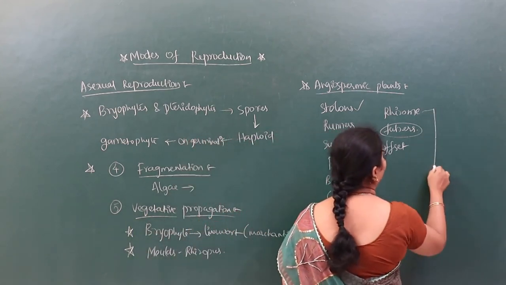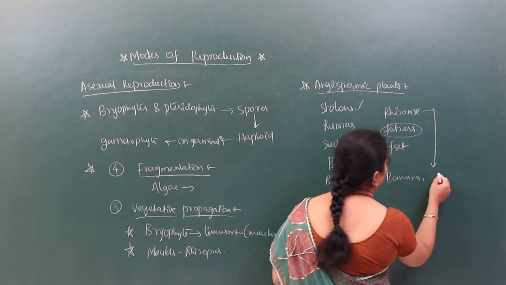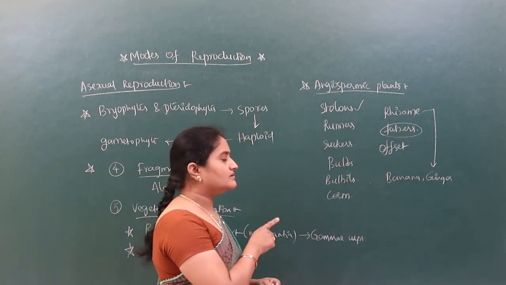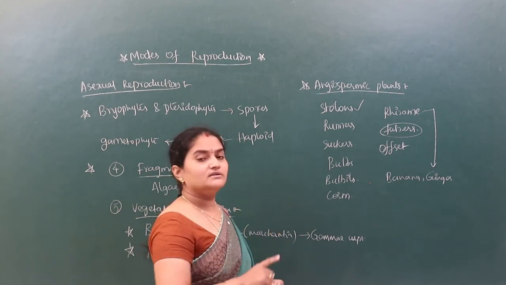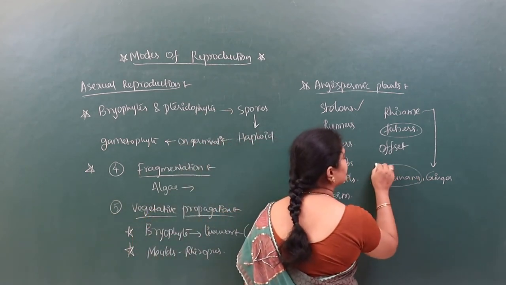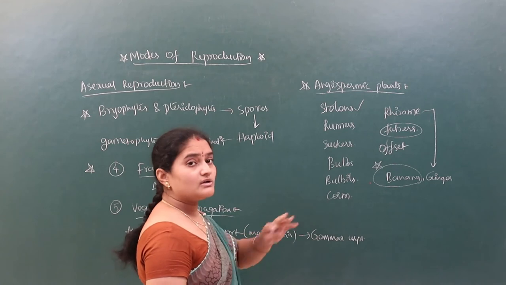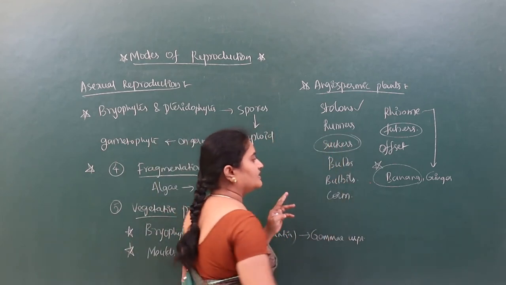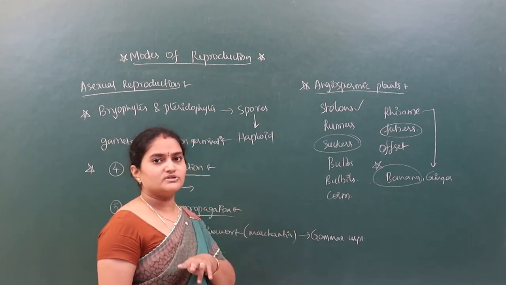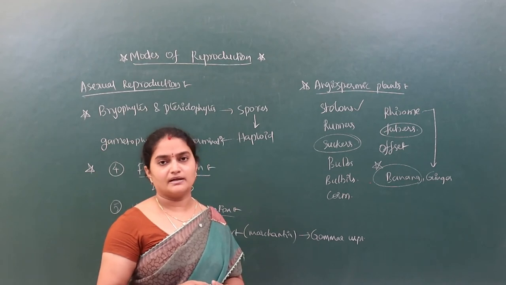This rhizome is exhibited by banana, and it is also exhibited by ginger. So banana is propagated by the rhizome, and ginger is also propagated by the rhizome. You have to remember these examples because they are asked many times. Banana undergoes vegetative propagation by rhizome, and it also undergoes vegetative propagation by suckers. So banana has two types of vegetative propagation. The first one is rhizome and the next one is sucker.